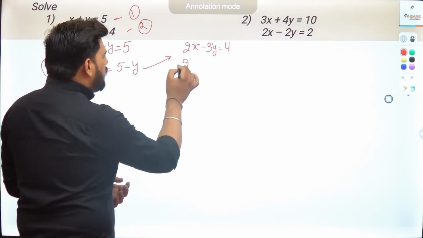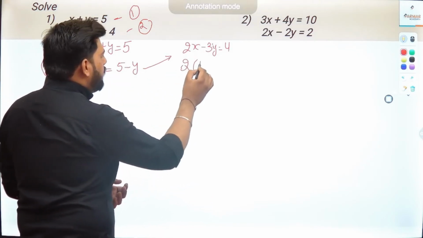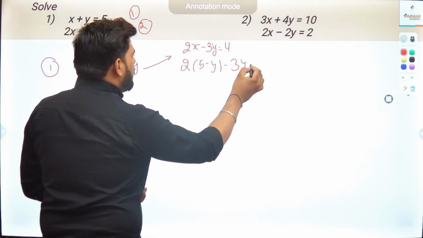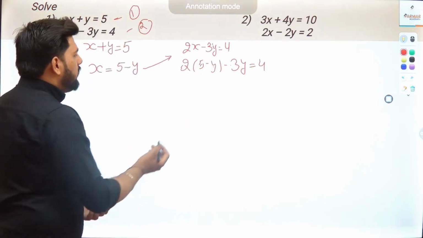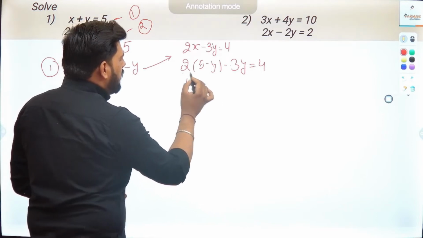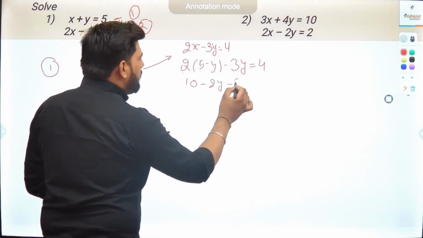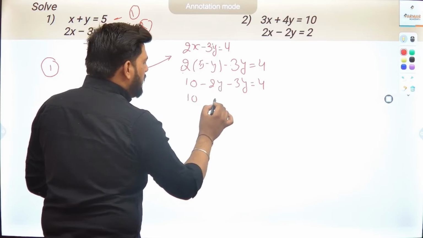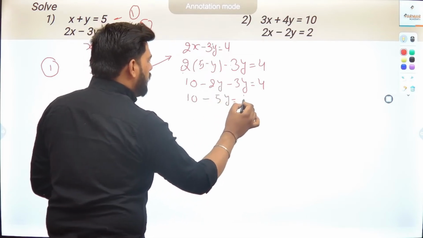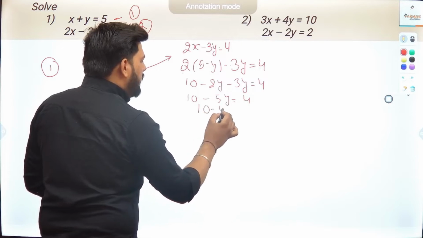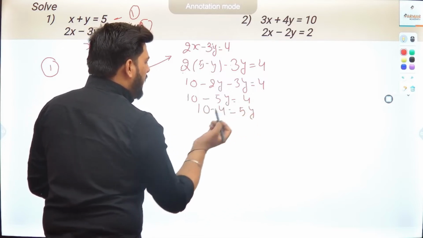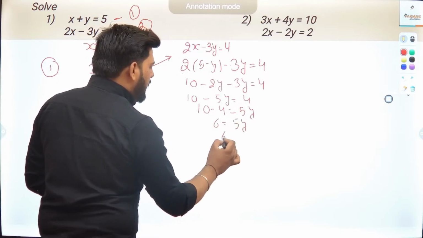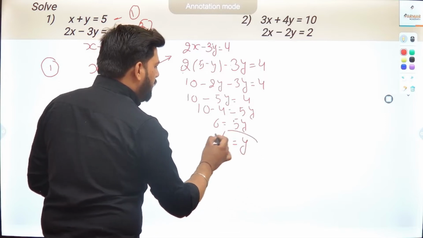Look here. In 2x, x is replaced by its value, that is 2 times (5 minus y) minus 3y is equal to 4. Now, solve this. 2 5s are 10, 2 y's are 2y, minus 3y equal to 4. That is 10 minus 5y is equal to 4. 10 minus 4 is equal to 5y. That is 6 is equal to 5y, and the value of y is 6 upon 5. That is the value of y.